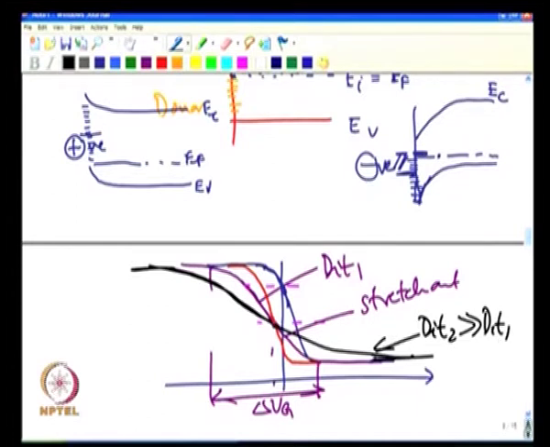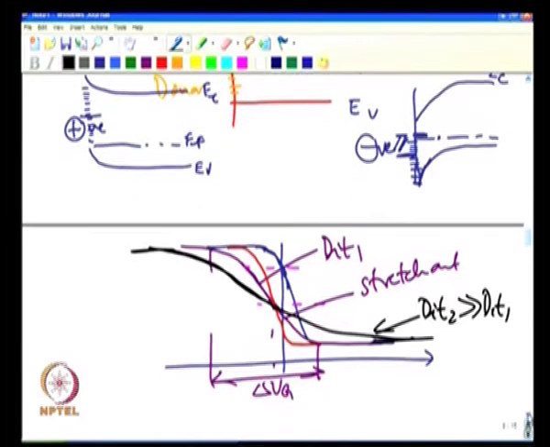Again at this point you may not have any charge, okay. As I start going to the left, more and more positive charge continues to increase, and in this direction more and more negative charge continues to increase. This is essentially the stretch out phenomenon.